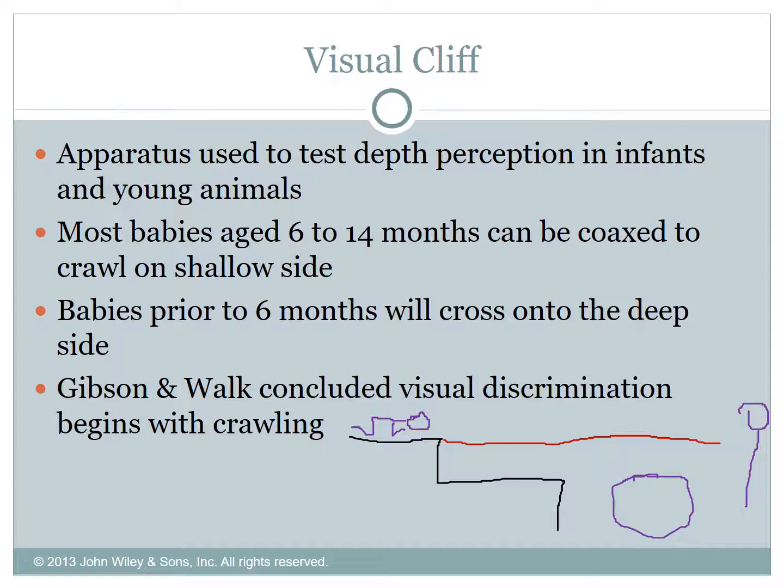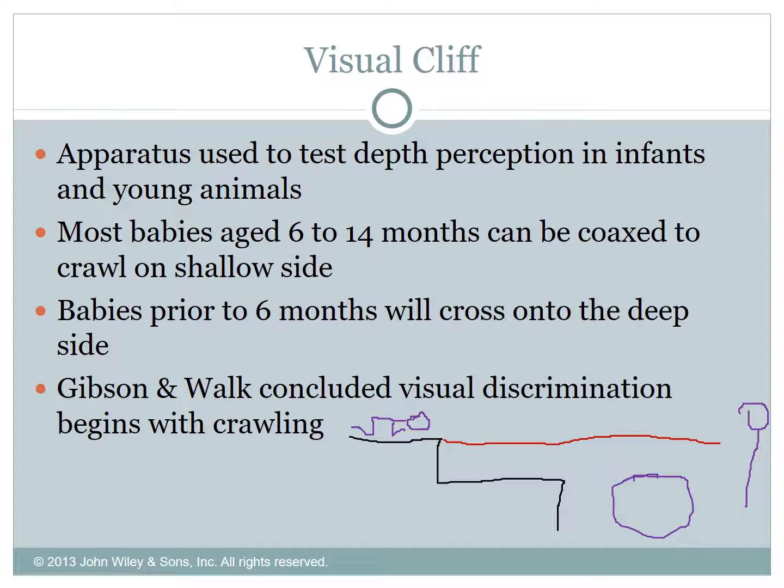After about 14 months, the child can see the shallow area, and we can tell because the child will test to determine whether or not it will have that drop, whether or not it needs to crawl down in order to reach mother. These apparatuses are used to test depth perception, and they work reasonably well. It's sort of a fun test, but you can see that visual discrimination begins with our ability to move ourselves, the ability to crawl.